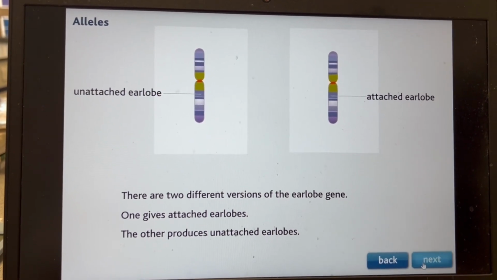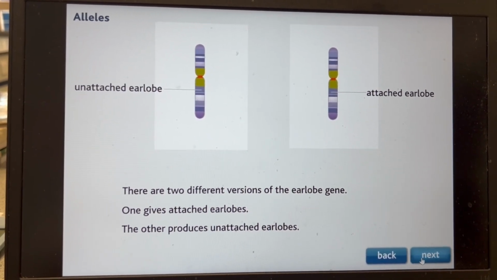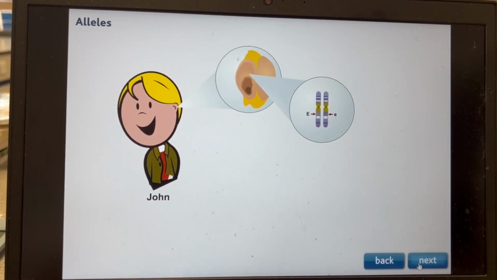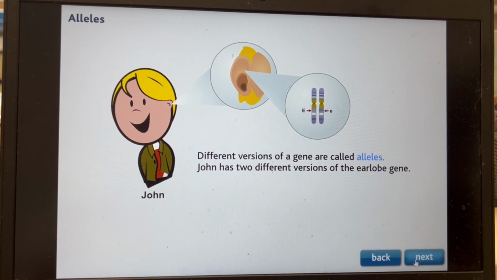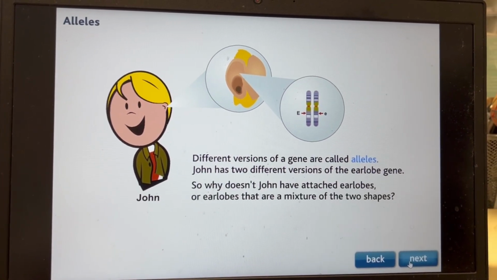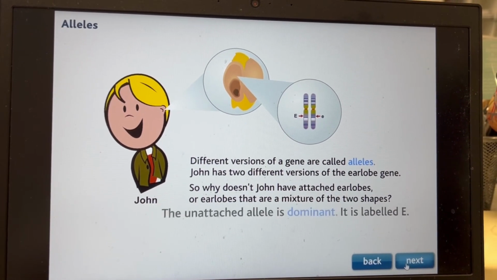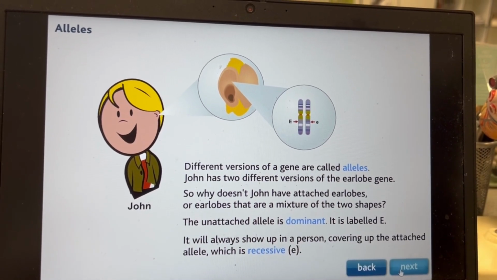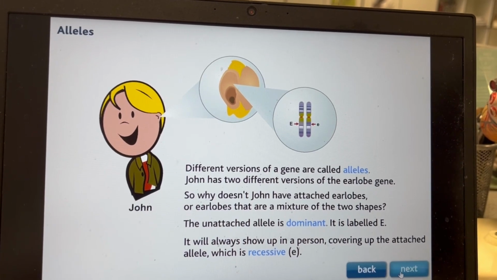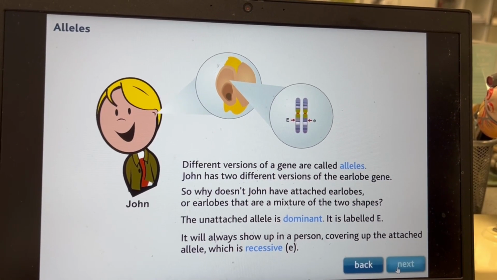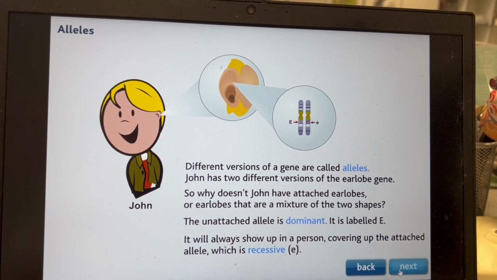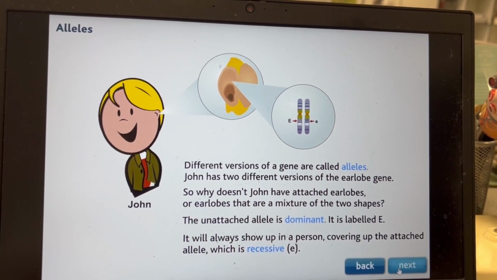So let's look at John and his detached earlobes. He has two different versions of the earlobe gene, and so he is heterozygous. One of his alleles, the capital E, is dominant, and we always say the dominant allele is in capitals. This is always expressed and will always show up in a person. It usually always covers up the recessive allele, which is in lower case.